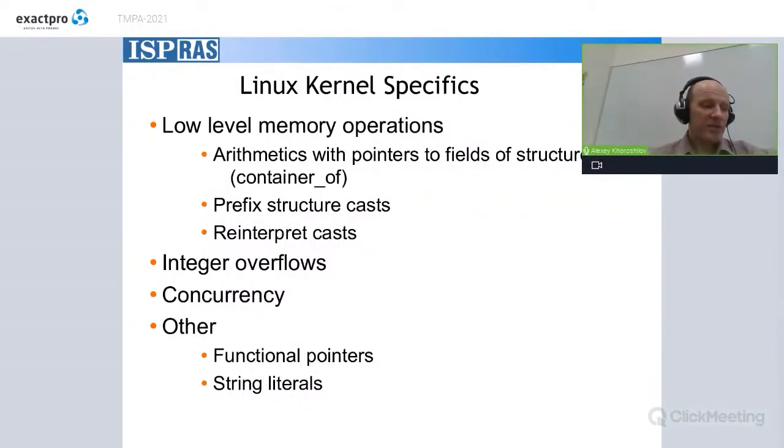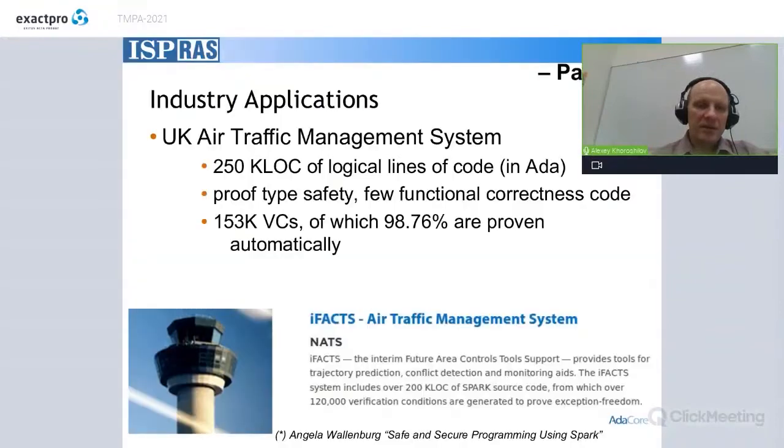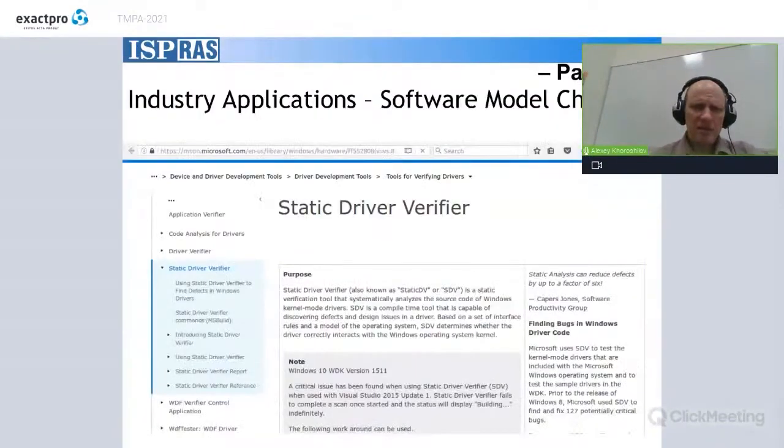A problem that I have here is that kernel code is very low level and has a complexity that existing deductive verification tools for the C programming language were not able to handle, like container-of arithmetic and reinterpretation casts and things like that. So we had to build a fork of the Frama-C, Why3 and JC plugin framework that we call the Astraver framework. And all these tools are publicly available as open source from our sites. I think I will not go into details of some industry applications that I mentioned here and try to conclude.